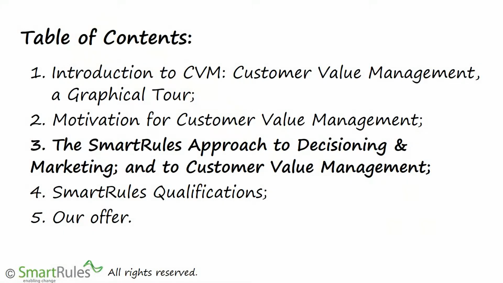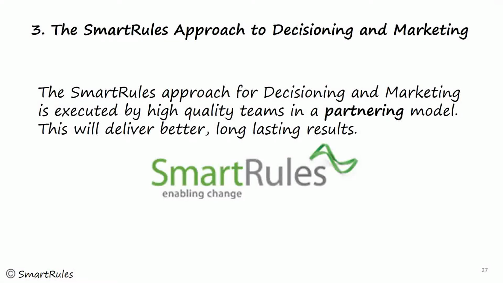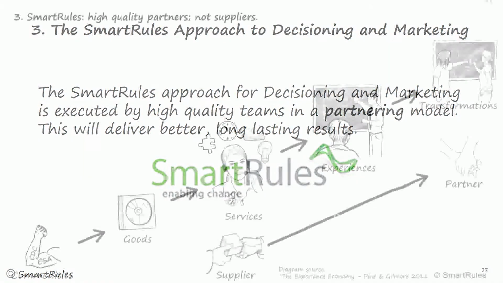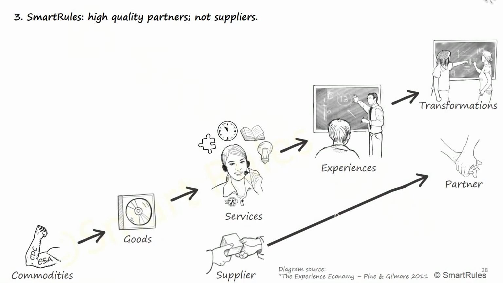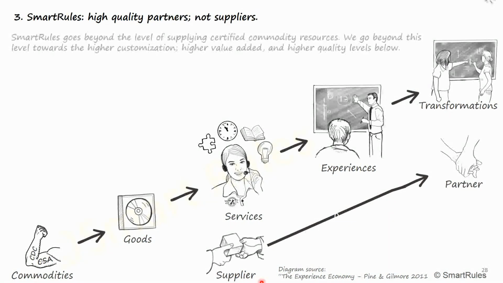The SmartRules approach to decisioning and marketing and to CVM. The SmartRules approach for decisioning and marketing is executed by high-quality teams in partnering model. This will deliver better, long-lasting results. Notice the progression of value added from commodities to goods, to services, to experiences, and finally to transformations. SmartRules goes beyond the level of supplying certified commodity resources. We go beyond this level towards the higher customization, higher value added, and higher quality levels below.